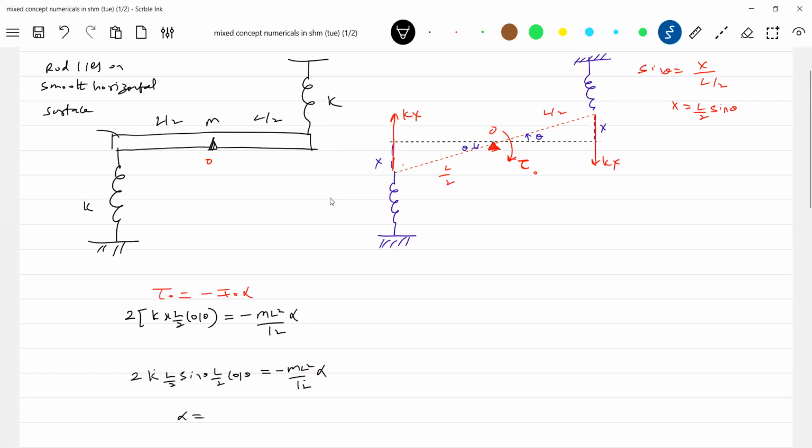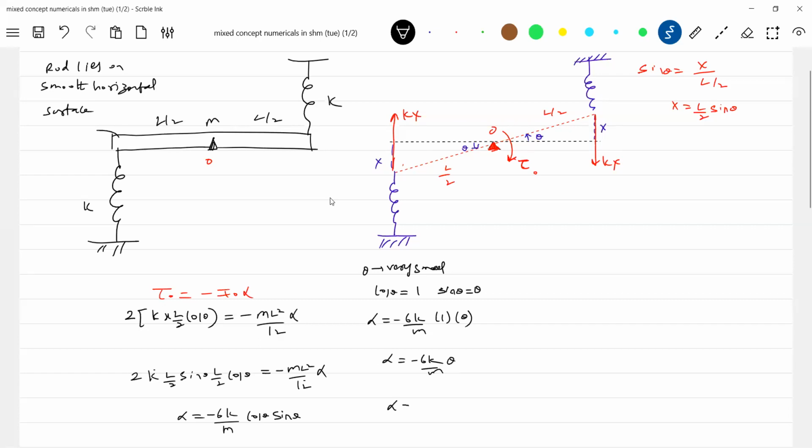Therefore alpha is equal to minus 6k by m, L will not be there, into cos theta sine theta. Theta is very small, so cos theta will become 1 and sine theta will be theta. So therefore alpha equals minus 6k by m into theta.